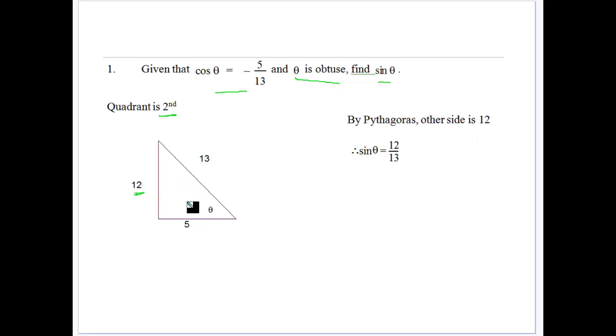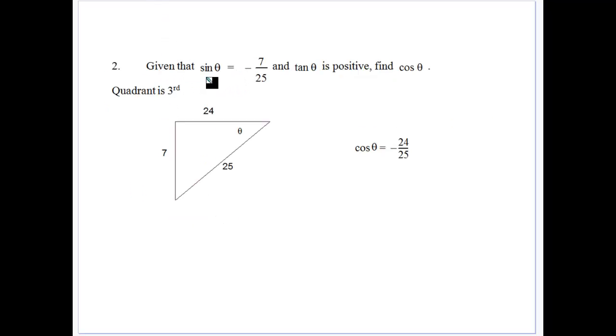If you're quite happy, if you know your Pythagorean triads, then you're able to apply it straight away. You don't have to worry about doing Pythagoras' theorem, that's fine. As long as you know your triads, that's going to help you. So sine of theta would be the opposite side over the hypotenuse, which works out to be 12 on 13.